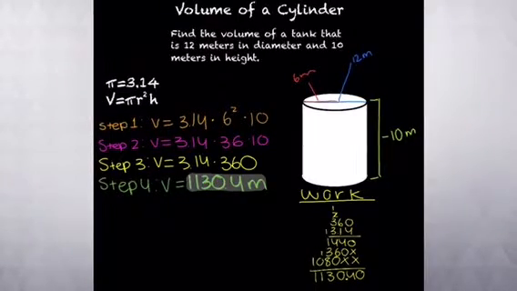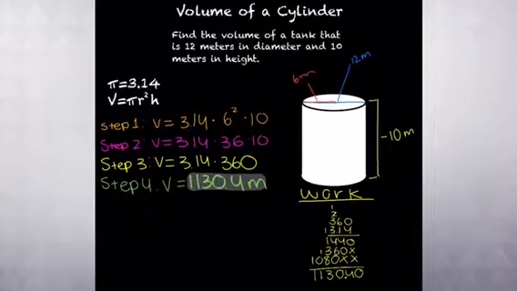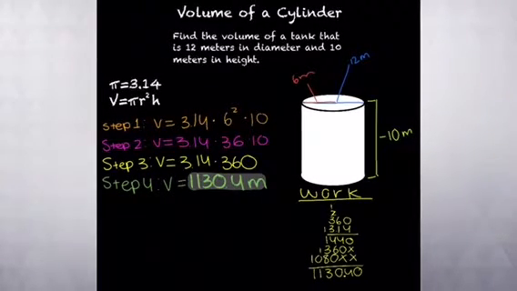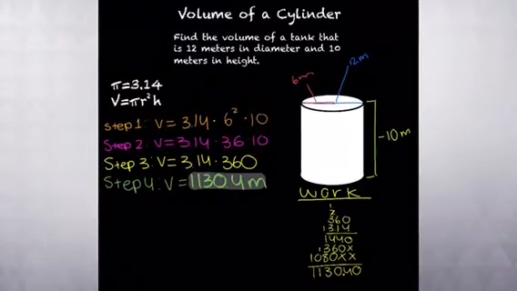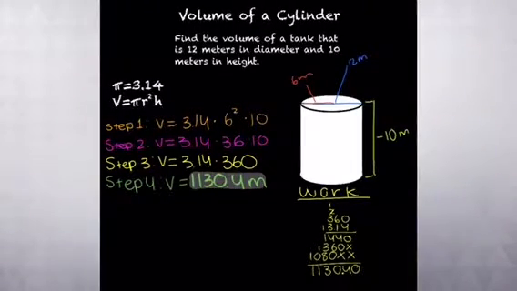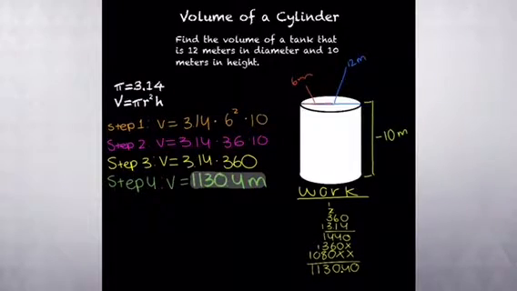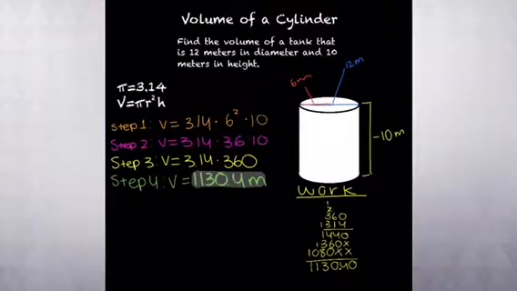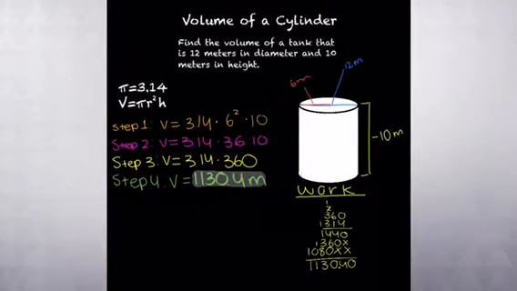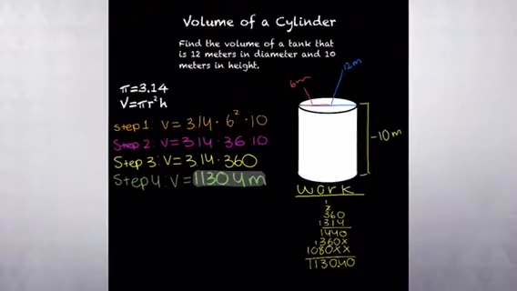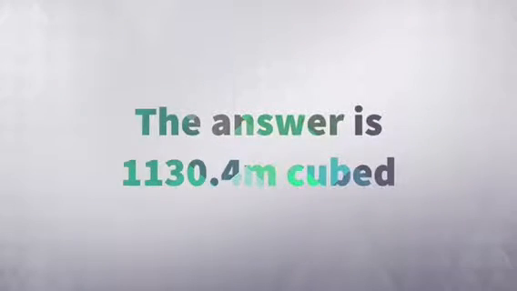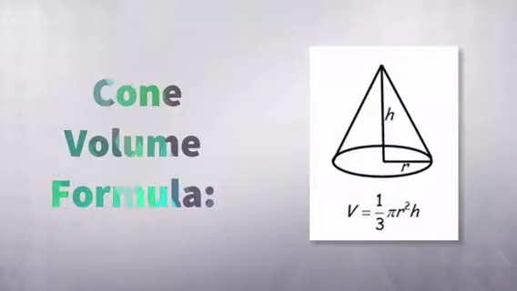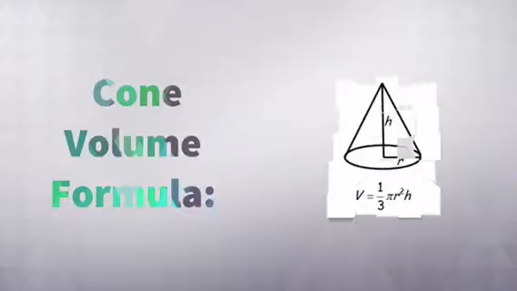V equals 3.14 multiplied by 36 multiplied by 10. And in step 3, I multiplied the 36 and the 10 and got V equals 3.14 multiplied by 360. For the final step, which is step 4, I got V equals 1,130 and 4/10 meters. My work is shown in the bottom right corner. The answer is 1,130.4 meters cubed.